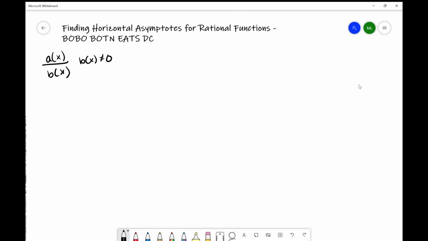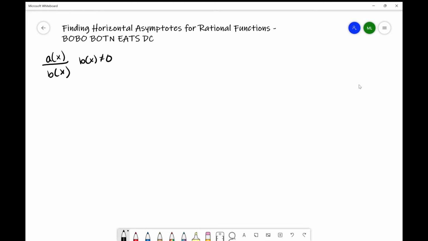Now, let's try to find horizontal asymptotes for rational functions, because rational functions stem from reciprocal functions, right? It looks like 1 over x. That's its parent function. But they can take on different forms. So we can have horizontal asymptotes in just the same way that we can have vertical asymptotes, which is what I covered in another video that I did earlier.